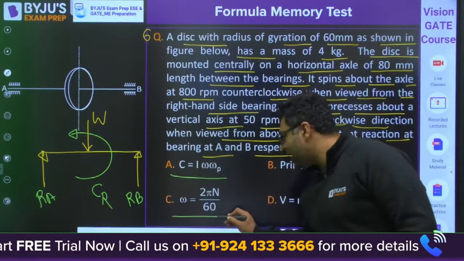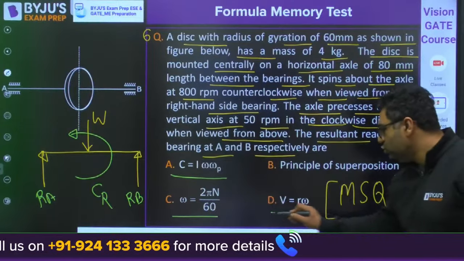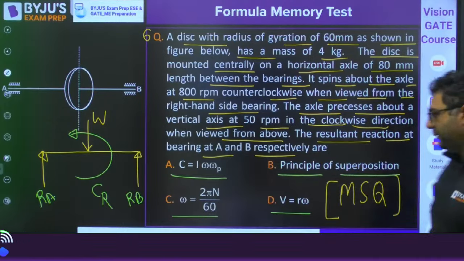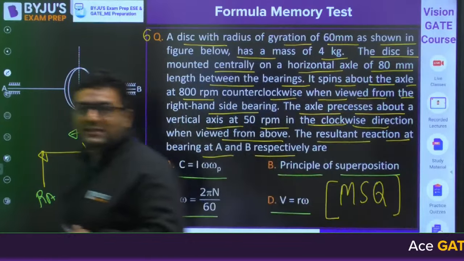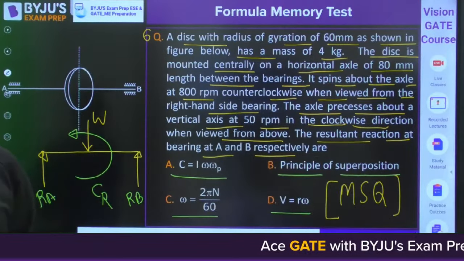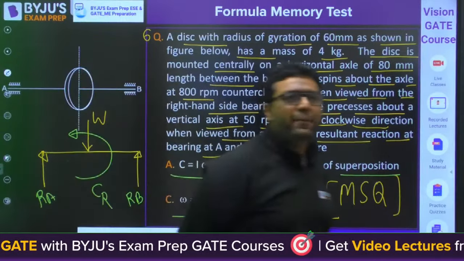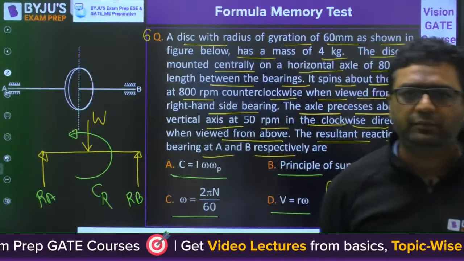Will you use omega is 2 pi N by 60? Will you use V is equal to R omega? Will you use the principle of superposition? This is MSQ. So Akash is saying the answer is A, B and D. This is MSQ, more than one can be correct.